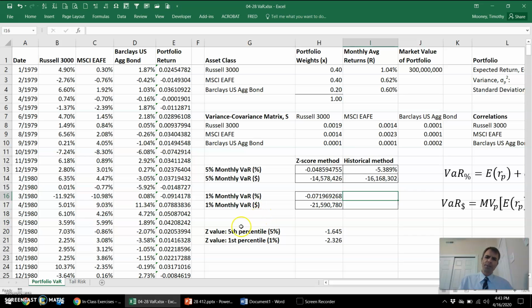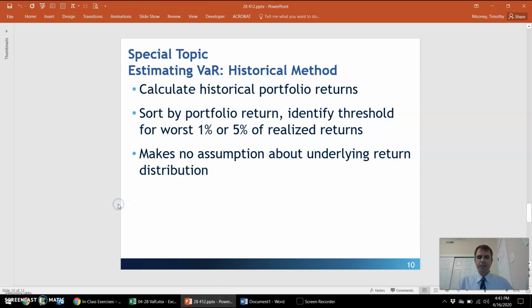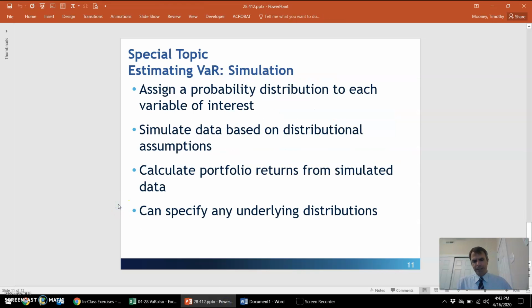But let's look at tail risk, because these portfolio returns are not normally distributed. If they were, these figures would be the same. They're not, right? And so that's one of the limitations of value at risk.